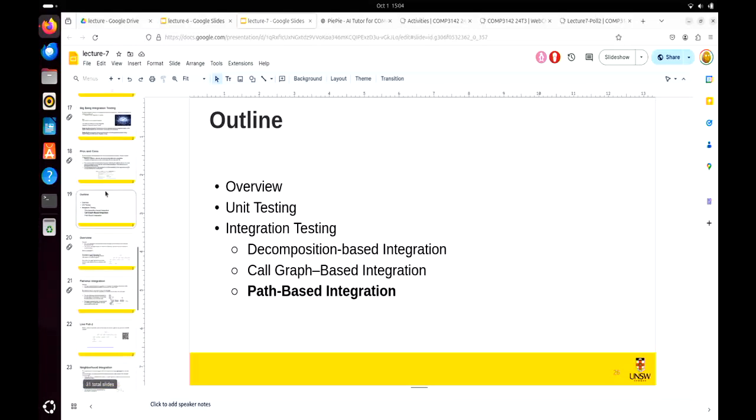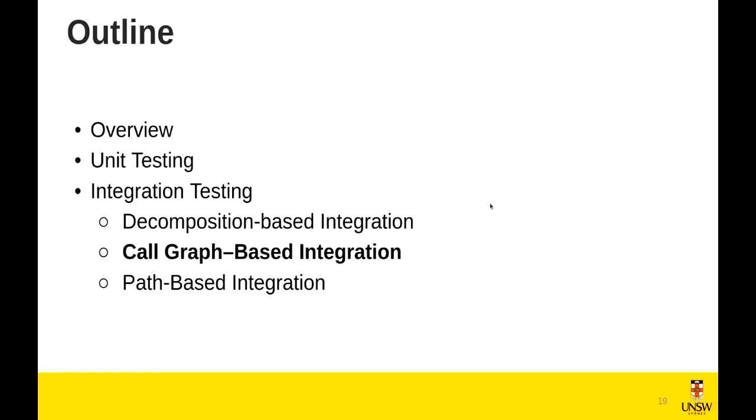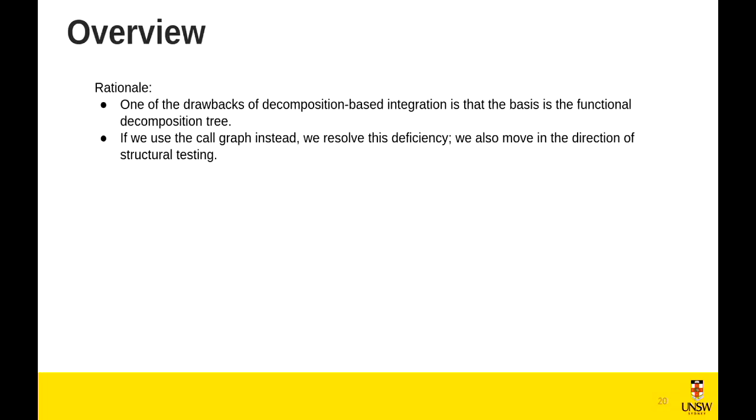And let's continue. Integration testing is all about different integration strategies, and we have just learned one integration strategy according to functionalities of the program. So that is about the requirement. So can we develop integration strategies according to the implementation of the code? And the answer is yes. So the first type of integration strategy based on the implementation is called call graph based integration. So the rationale is like this.